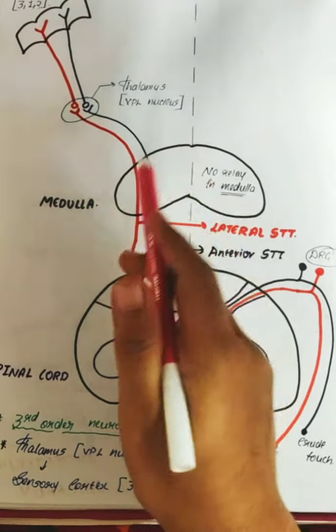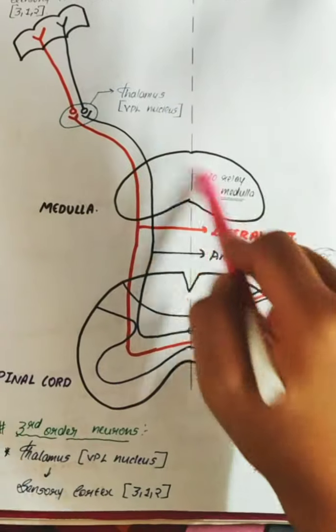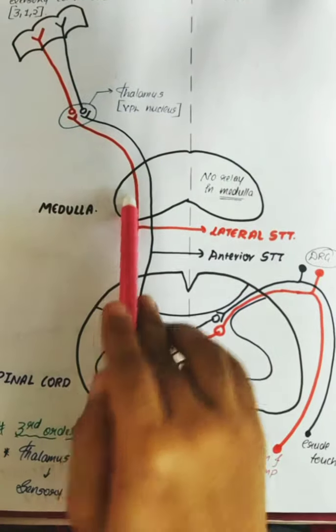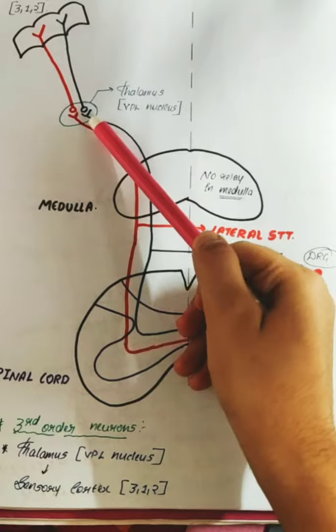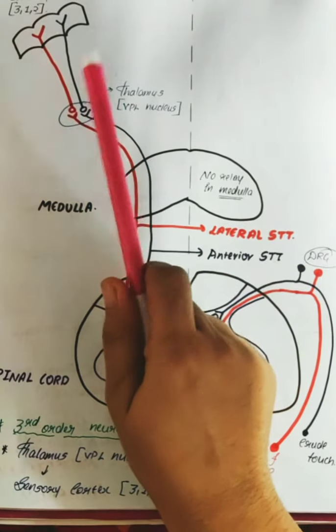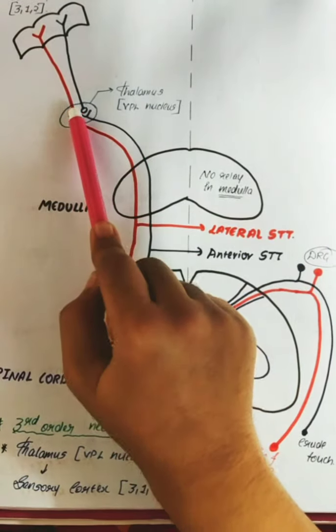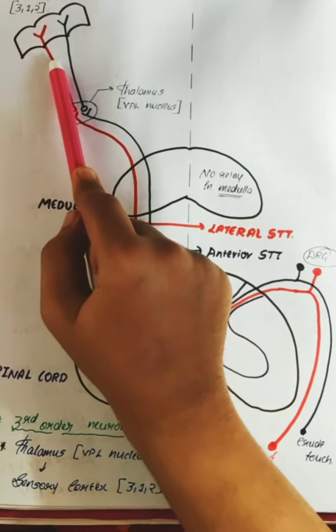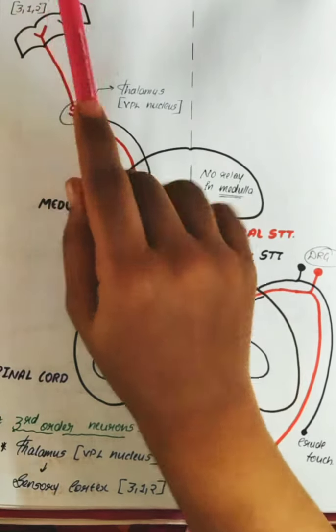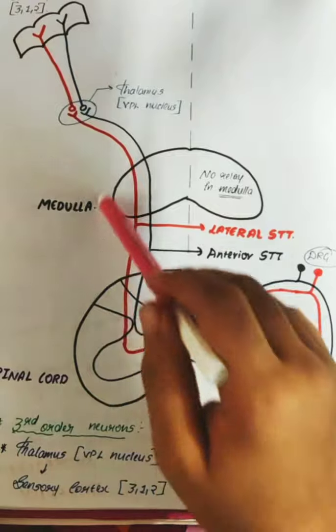It goes to the medulla. In the medulla, there is no decussation of fibers. In the sense, there is no crossing of fibers. It ascends up, reaches the thalamus, ventro-posterolateral nucleus of thalamus. From thalamus, the third order neuron starts and ascends up till the sensory cortex areas 3, 1, 2. This was the pathway of the lateral spinothalamic tract.